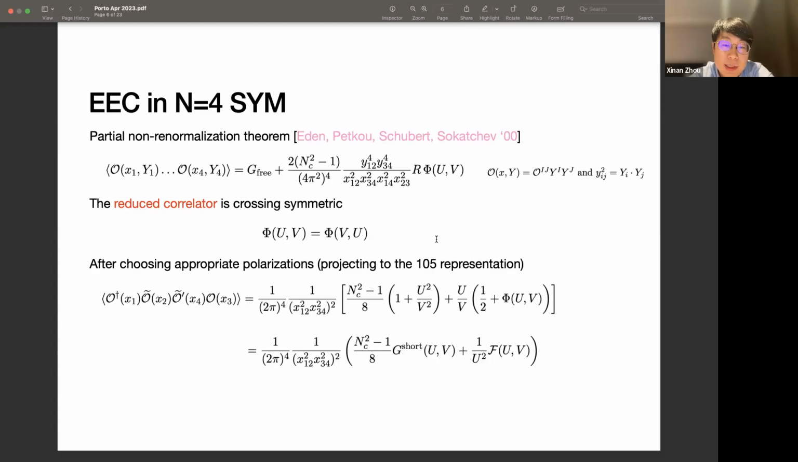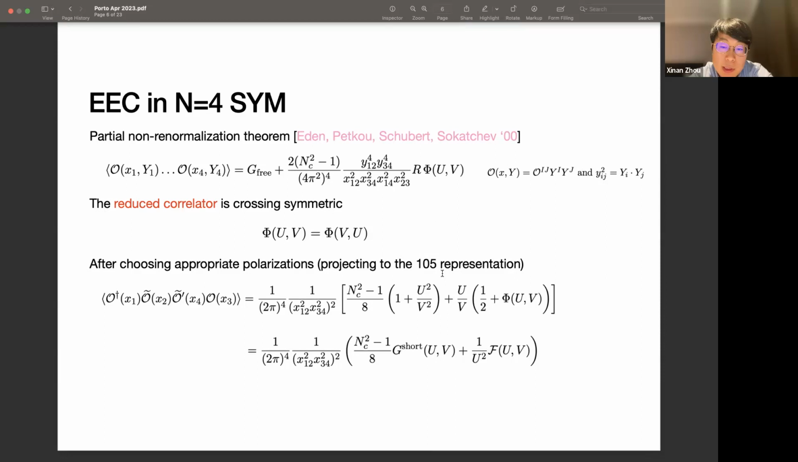Now, to define this scalar EEC, where the detector is made of scalar of the 20', we need to choose some appropriate polarization. It's a bit technical, so I'm not going to give you the details of how to choose these polarizations, but the upshot is that we are basically just projecting in the S channel, which is projecting the asymmetry representation to the so-called 105 representation. So essentially you have 20' times 20', you get a bunch of asymmetry representations, but here the presentation is such that you have only just 105.